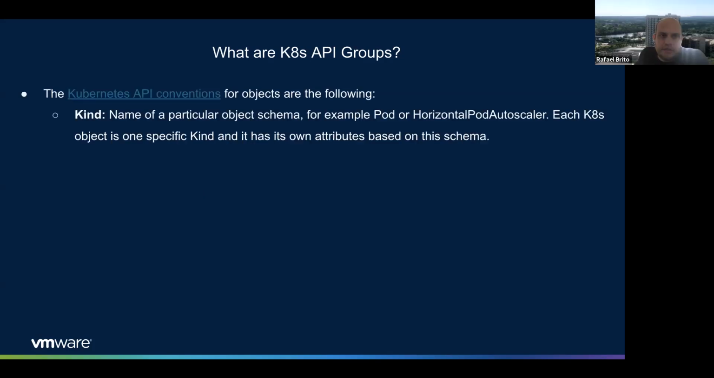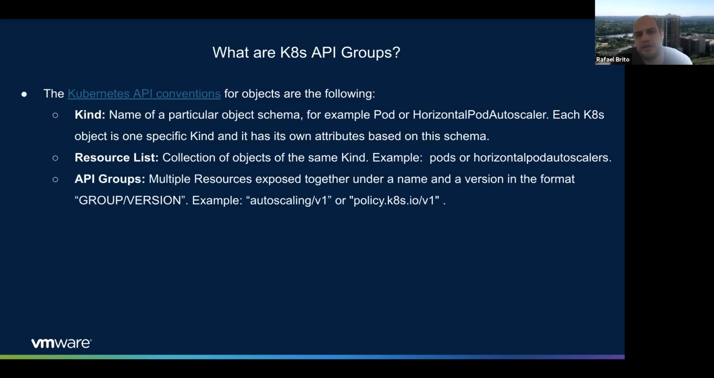So the conventions of Kubernetes APIs: every object has a kind, and there is an object schema. An object can be a pod or a horizontal pod autoscaler. I'm going to use the example of HPA, which stands for horizontal pod autoscaler, a lot, because it's a great example for API groups. So each item or object is a kind. Next, please. The collection of the kind is a resource list.